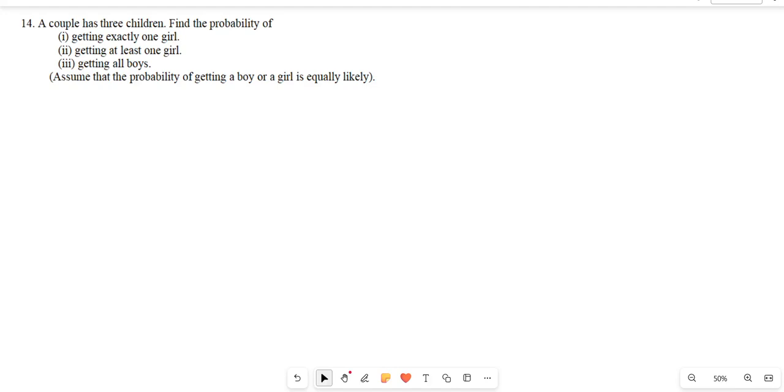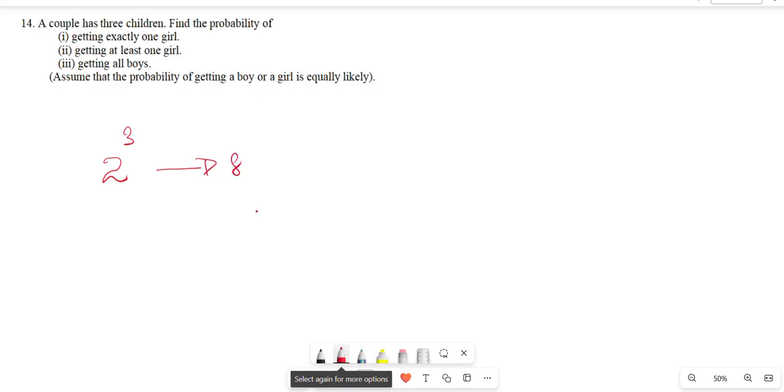Equally likely means there are two possible outcomes here. Here also we can first get the sample space. In order to get the sample space, first of all we see what the possible outcomes are. There are two possible outcomes, and the number of trials is three, because there are three children who are boys or girls. So it is 2 to the power 3, and you get the sample space size as 8.